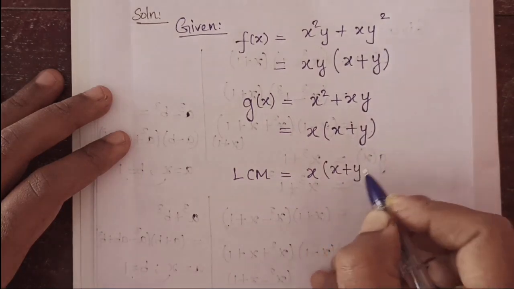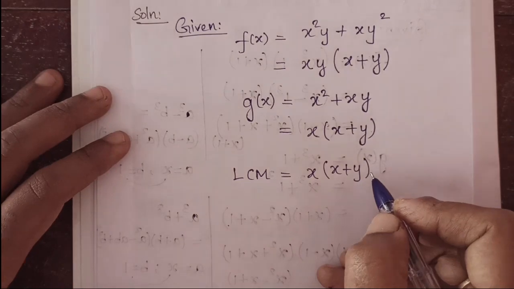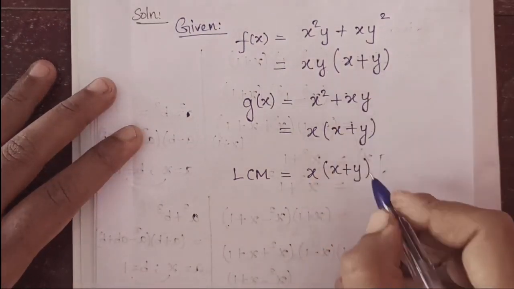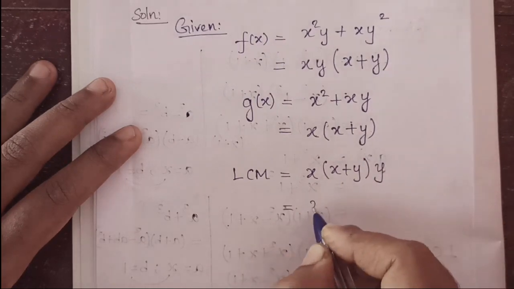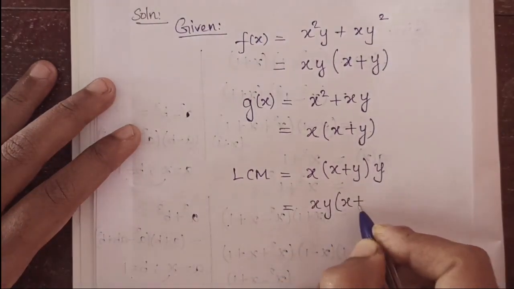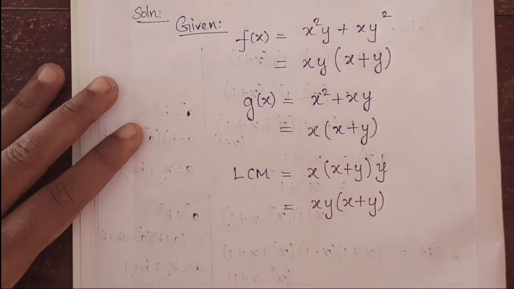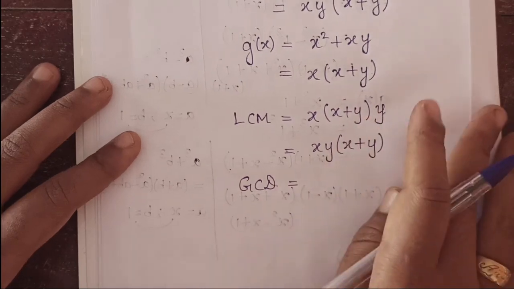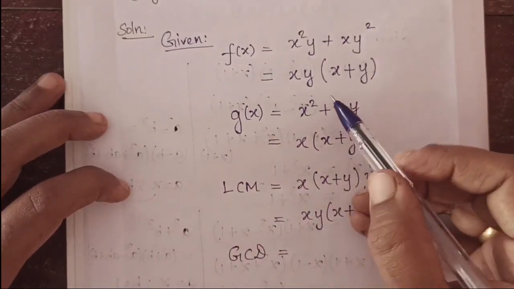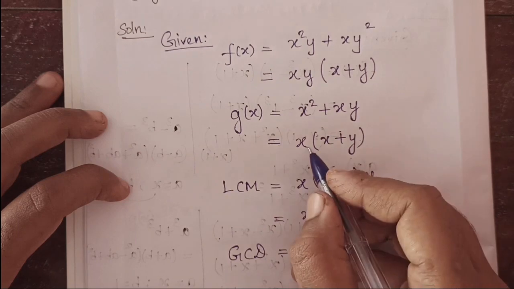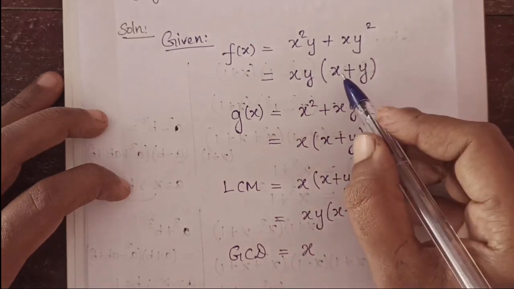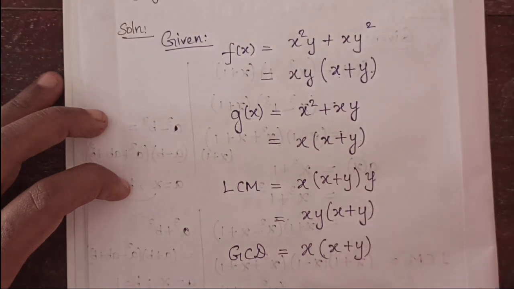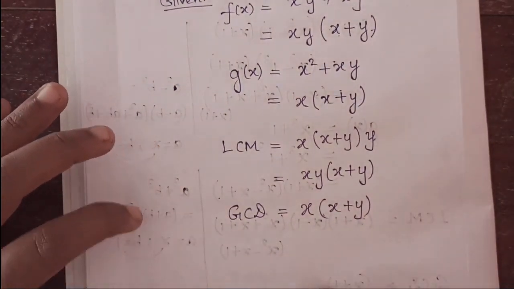What's the second step in LCM? If there is any additional term, we need to write that also. So y. So what is the LCM? xy into x plus y. Got it? Now GCD. GCD means the common term alone. Check the common terms. Here also x, here also x. So x is common. Then x plus y. So we can write x plus y. That's all. We found LCM as well as GCD.